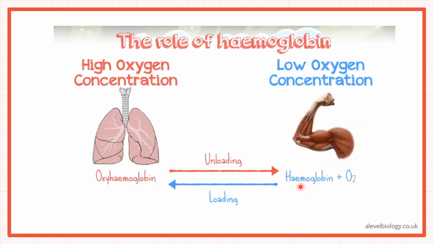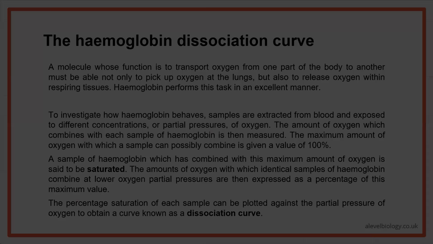Likewise, when hemoglobin combines with oxygen, that process is known as loading. This loading generally happens in the lungs. So it goes from a high oxygen concentration to an area of low oxygen concentration, and that process is known as unloading. And when it goes back from the low oxygen concentration to the lungs to gain more oxygen, that is known as loading.